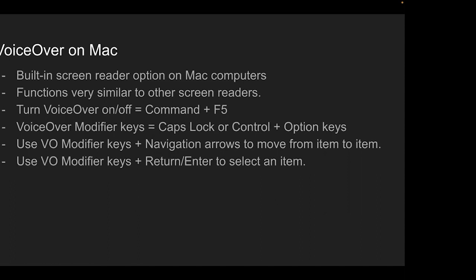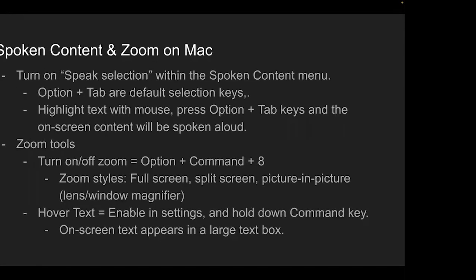And similar to Windows Narrator or other screen readers we talked about on other platforms, you can use those modifier keys plus the navigation arrows to move from one item to the next. And then you can use those modifier keys plus return, which is the enter key on Mac, to select an item. And so this is just kind of the very basics of screen reader navigation, but it's enough to allow a user to at least start to turn it on and start to hear the Mac read content to them and be able to make selections as they're moving across the screen.